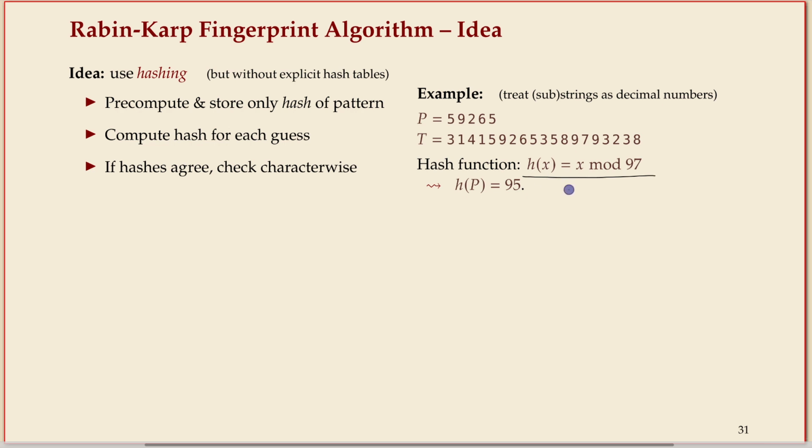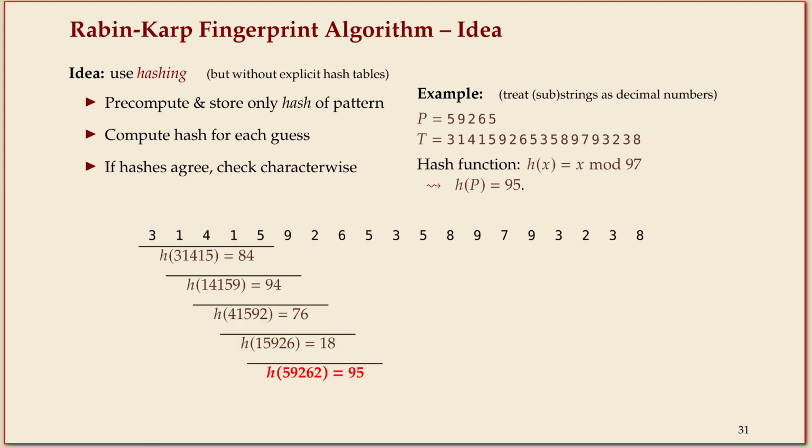In computer science terminology, you have a way to input a complicated object and it computes a number for you. And here we just take the number modulo a prime number like 97. So we take our pattern. Now you have to take my word for it that 59,265 modulo 97 is indeed 95. I'm not going to double check now, but you're welcome to do it.